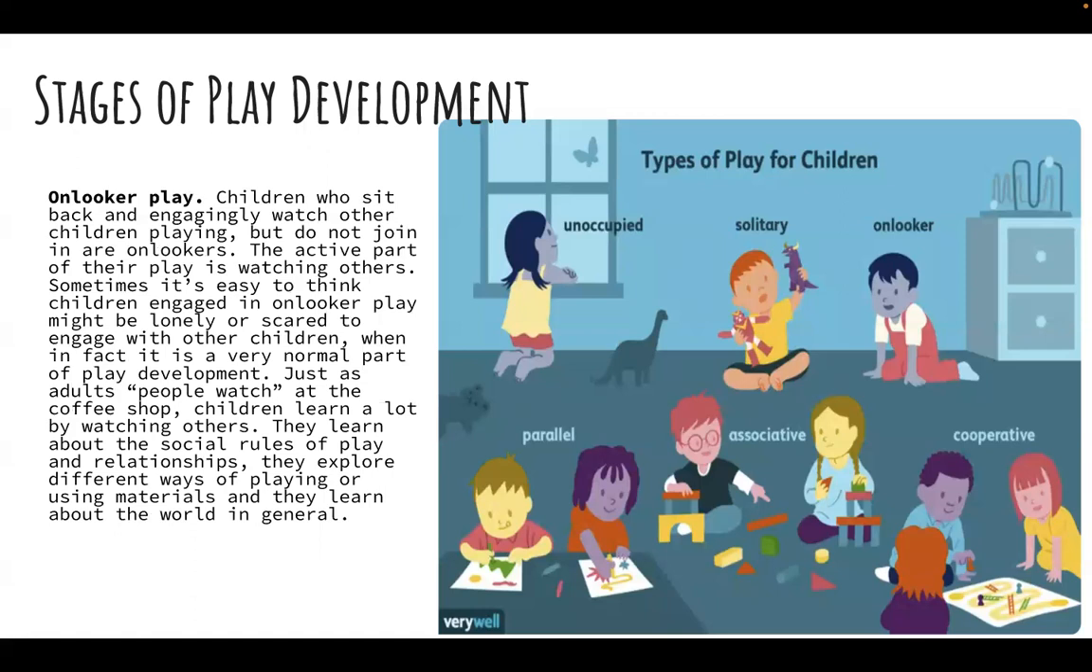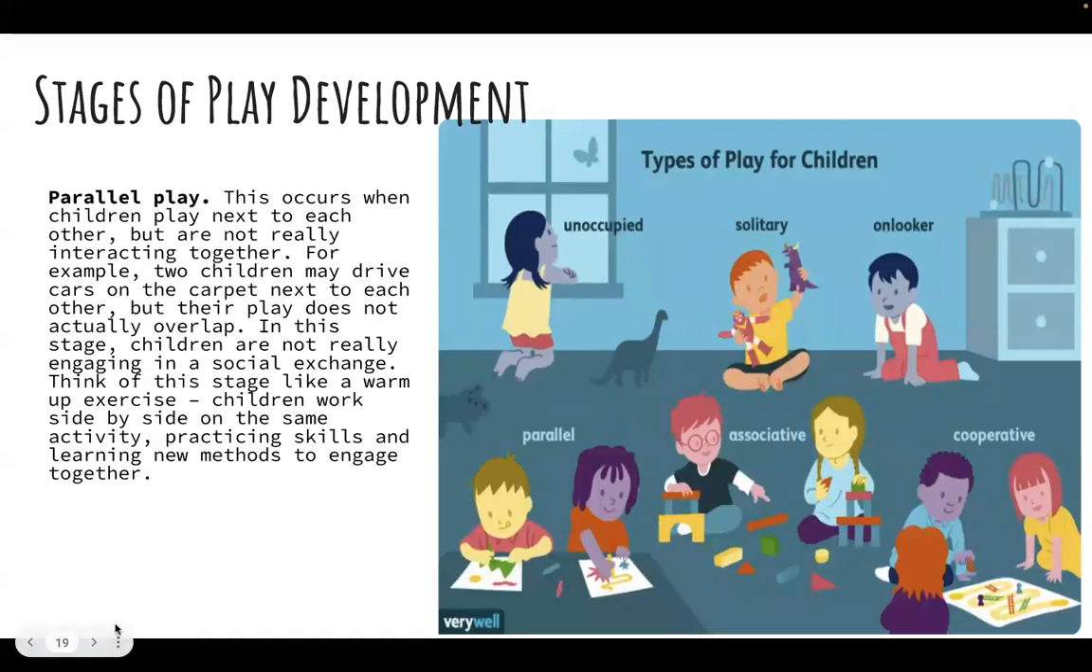They're just observing, so that child might be modeling something that they've never seen done before, or a new way that it's being done, or they're just people watching. Adults do it, and children do it too. They learn a lot about social rules, social emotional development by playing and by their relationship building. They explore different ways of play using materials and the world in general.